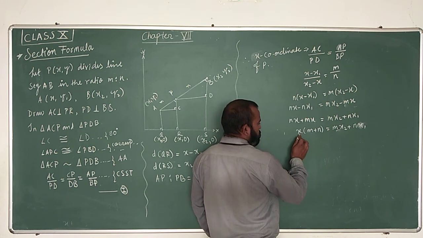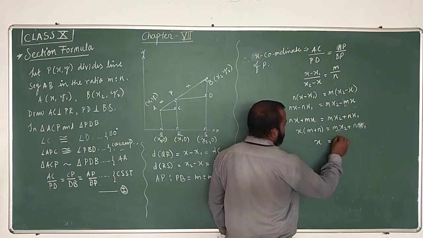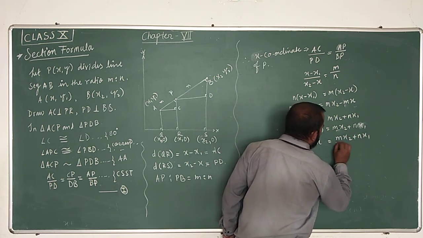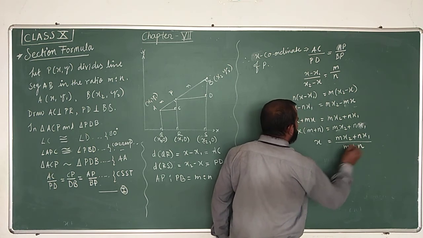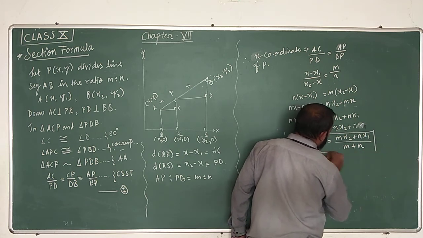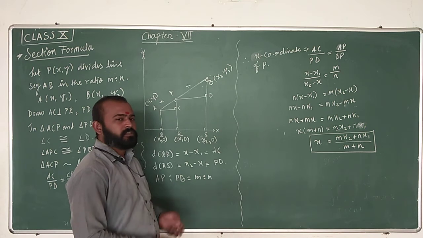Now put this m plus n to that side. x is equals to mx2 plus nx1 upon m plus n. So this is the formula for finding the x coordinate of the point P.